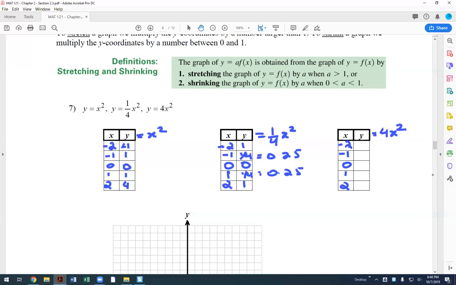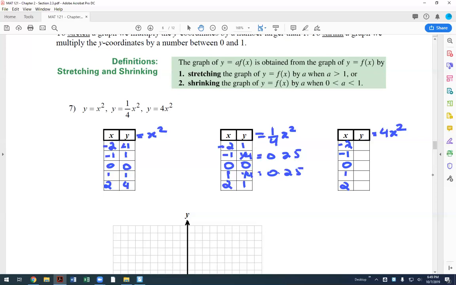What did those x values and y values end up looking like? 1, 6, 4, 0, 4, 6. Yeah, same thing. I already have my x squared values from the original function. I'm just multiplying x squared by 4. So take all of these y values from the first table and multiply each one of them by 4.